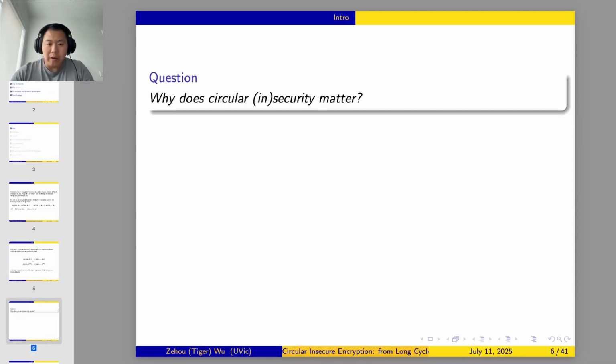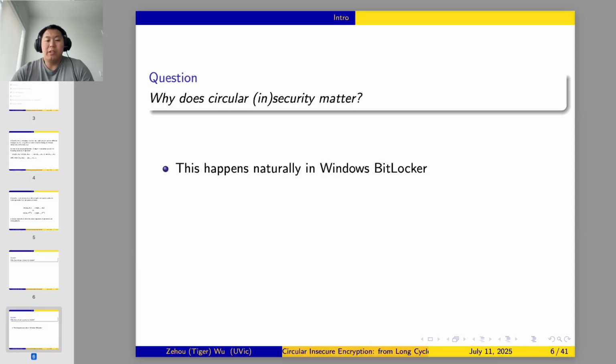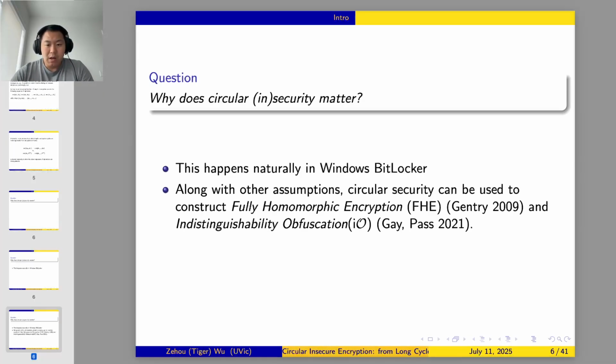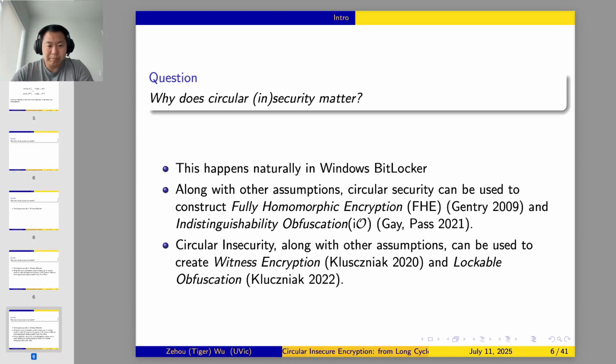So why does this matter? Circular security can happen naturally, such as in Windows BitLocker, where a key used to encrypt a disk may be stored onto the disk. And along with other assumptions, circular security can create very useful primitives, such as fully homomorphic encryption and indistinguishability obfuscation. Similarly, circular insecurity can also be used to create useful primitives such as witness encryption and lockable obfuscation.